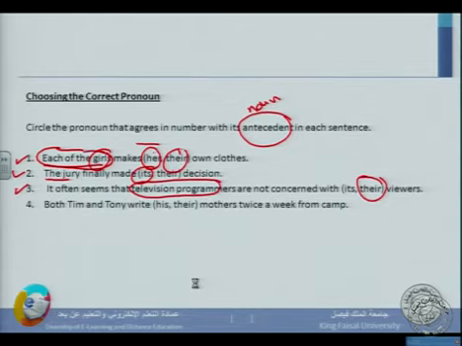Notice that all the nouns, or antecedents, these pronouns refer to are nouns. So pronouns always refer to what? Only to nouns, to names. All of these are nouns, not verbs. Both Tom and Tony write their mothers twice a week. Both Tom and Tony write their. Why? Because Tom and Tony are two people, so it's plural.